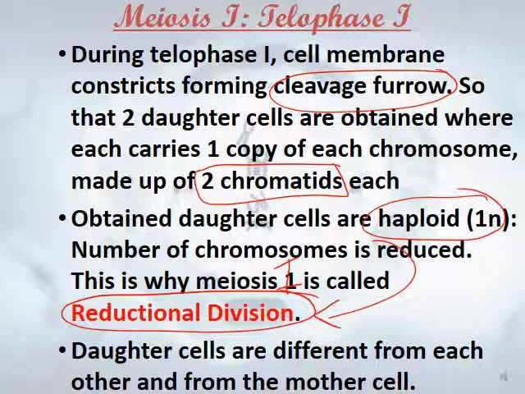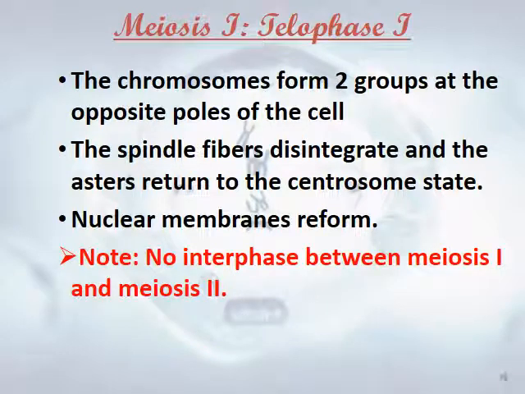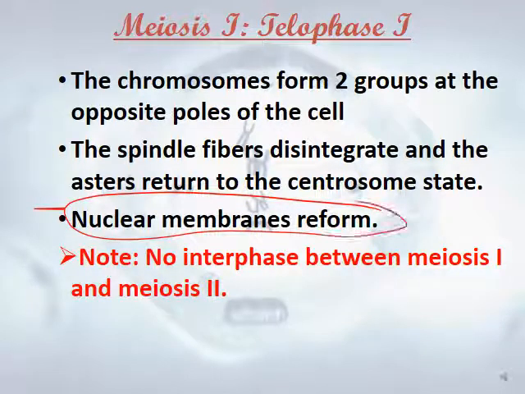The daughter cells are different from each other, and they are different from the mother cell. The chromosomes form two groups at the opposite poles of the cell. The spindle fibers disintegrate, and the asters go back to the centrosome state. So the nuclear membrane will form again. There is an important note here: between meiosis 1 and meiosis 2, we don't have an interphase.